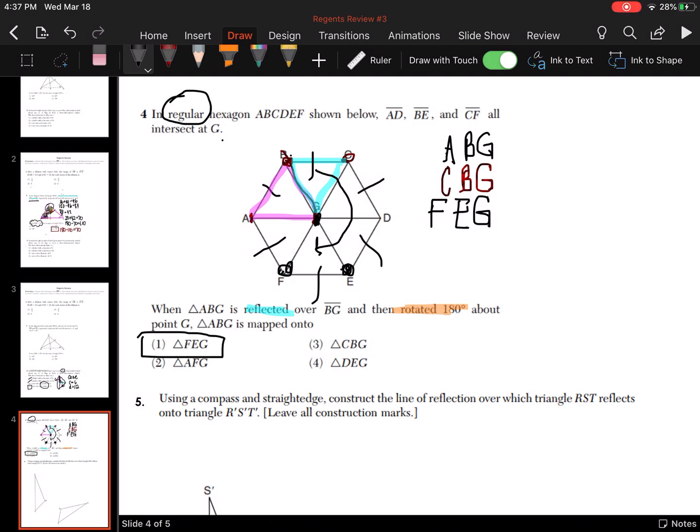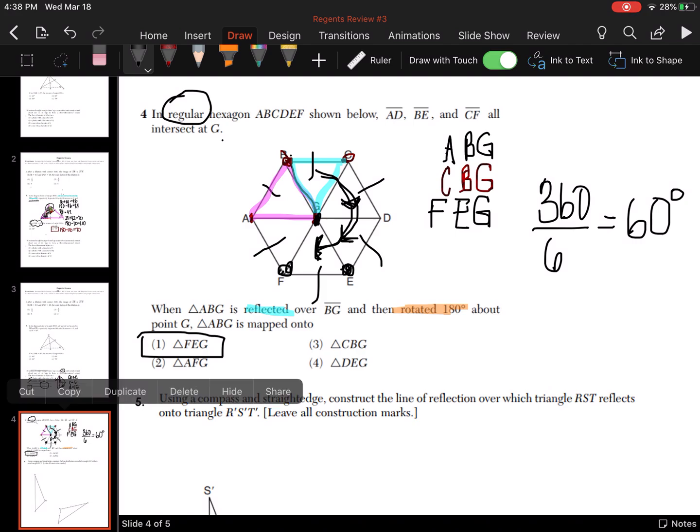You could also do 360 divided by a hexagon which has 6 sides. So every time you rotate it 60 degrees, that means this is a 60-degree rotation. This one would be another 60, which is 120, and then another 60, which brings you to 180. You can think of it that way. All right, and then the last one.